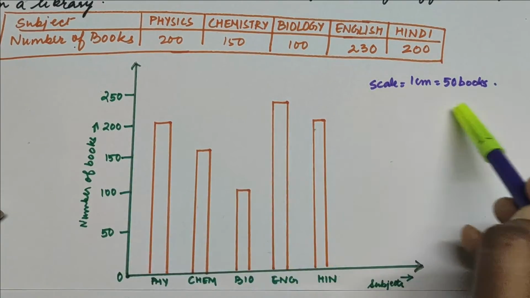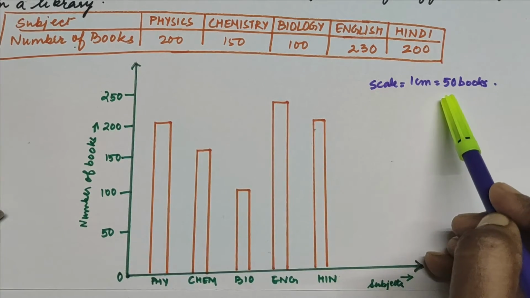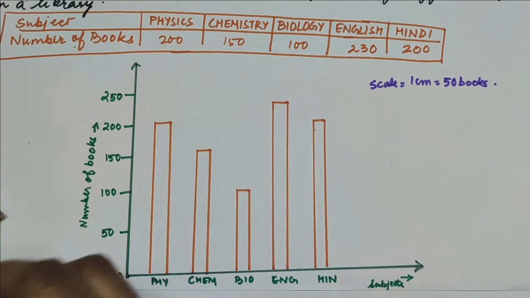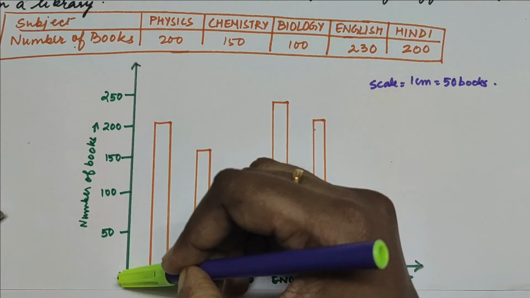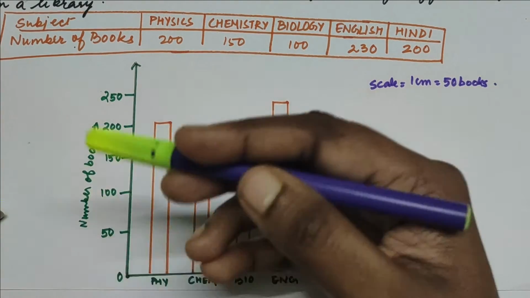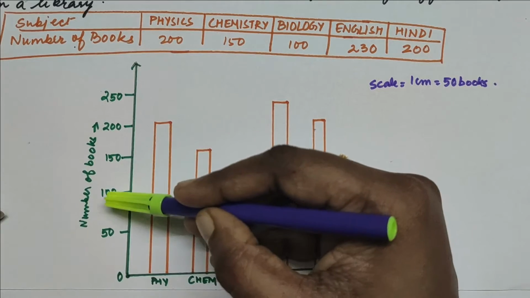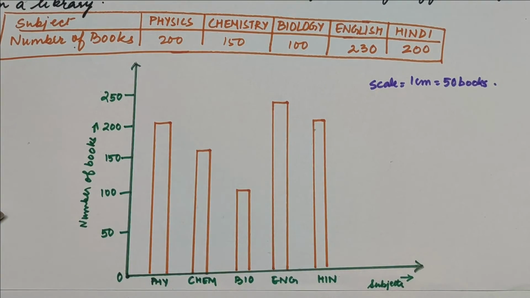This scale has to be kept fixed. You have to mention the scale as well. So here 1 centimeter is representing 50 books. So after 0 you should have 50, then 100. So increase by 50. It cannot be like 50, 100, then 200. No, it will become wrong.